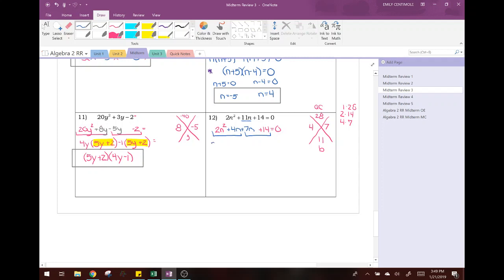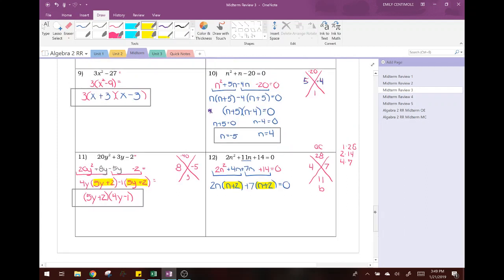So now I'm going to take the 2n out, because that's my GCF. I leave behind n plus 2. Then I'm going to take a 7 out and leave behind an n plus 2 again. Equals 0. I know that I'm on the right track here. This is that n plus 2. I'm going to pull that out to the front.